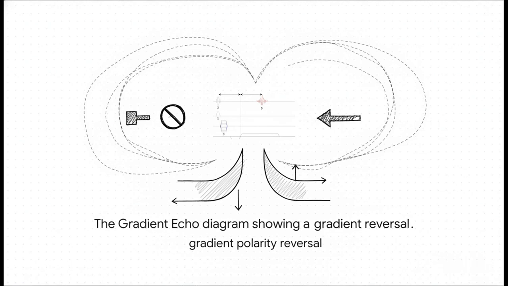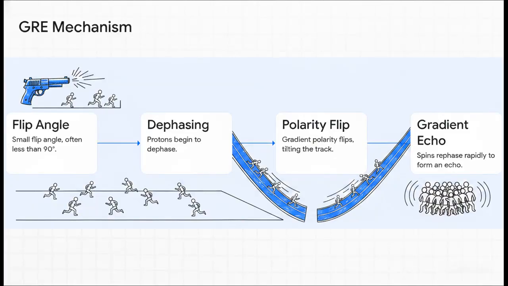We apply a gradient in one direction to intentionally dephase the spins, and then we rapidly reverse the gradient to rephase them. Going back to our track race analogy, it works kind of like this. We use a smaller starting gun, a flip angle that's often less than 90 degrees. The runners start spreading out again.